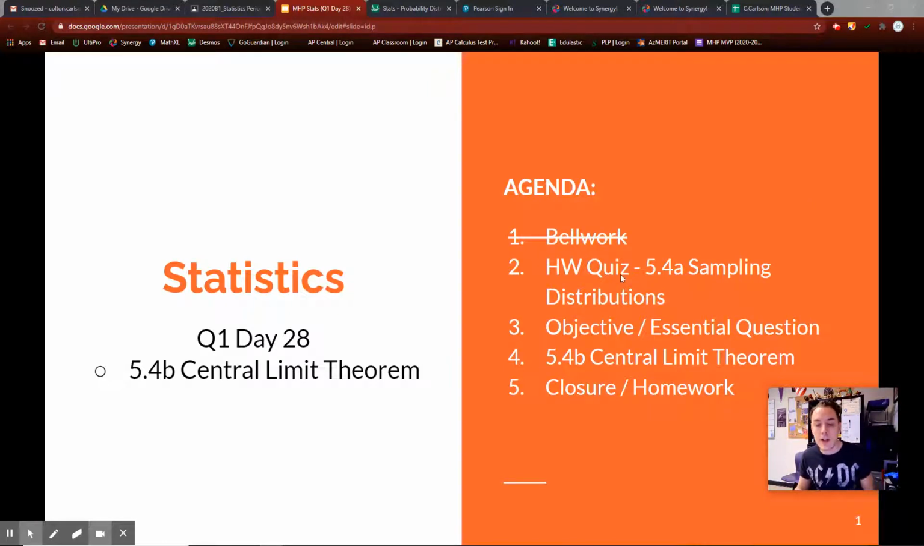We're going to skip bell work. We do have the homework quiz for 5.4a. It's going to be 5 questions. And then go through the objective of the central question. What is it truly that we're trying to learn today? And 5.4b to finish up the week. You have work days for the rest of the time.